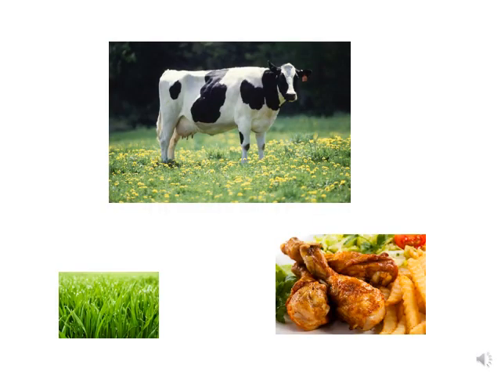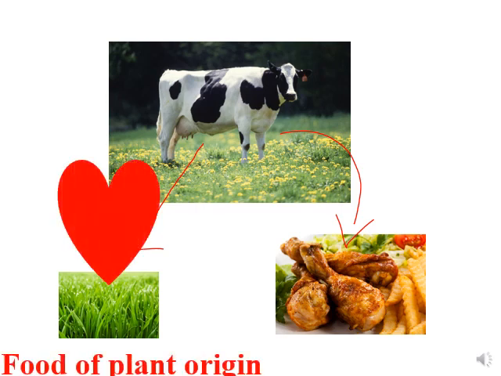First of all, we have this cow. What do you think? Does she prefer to eat food from plants or food from animals like this chicken? Sure, she prefers to eat food from plants. So she loves to eat food of plant origin. The cow prefers to eat grass. The grass is a food of plant origin. It comes from the plants.